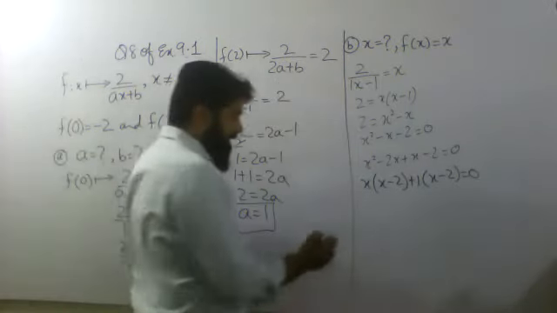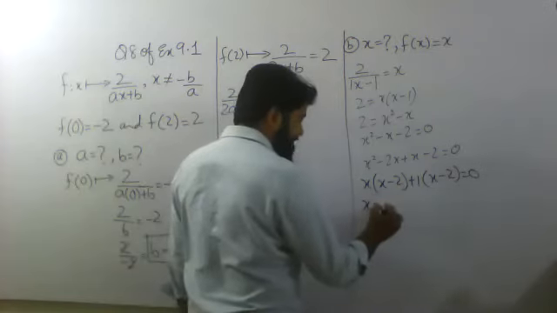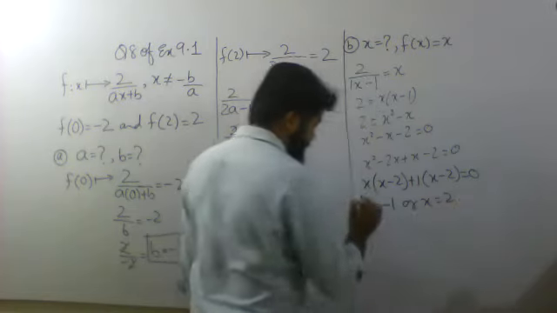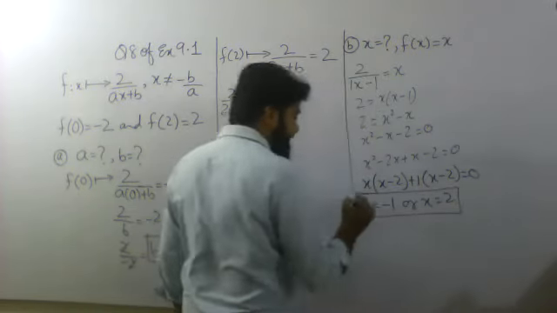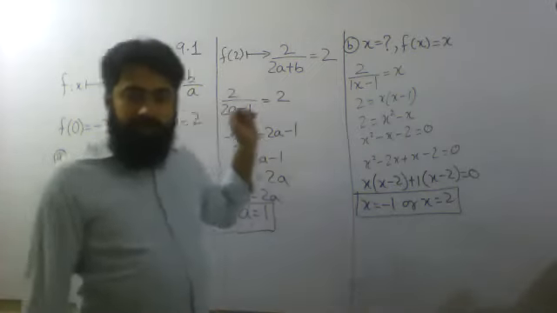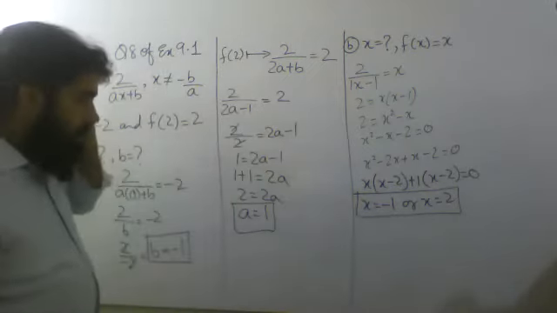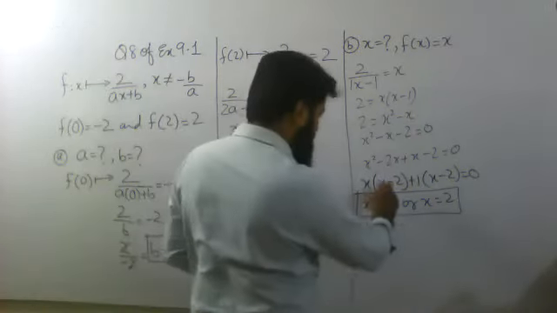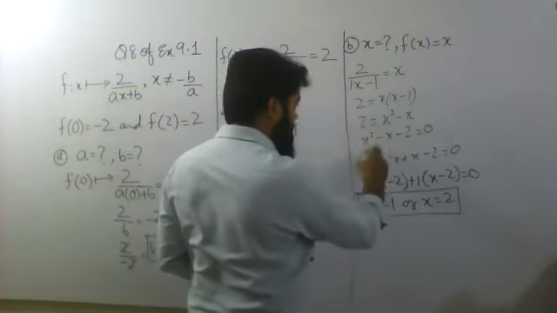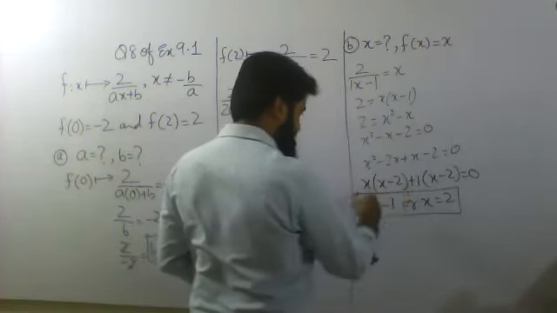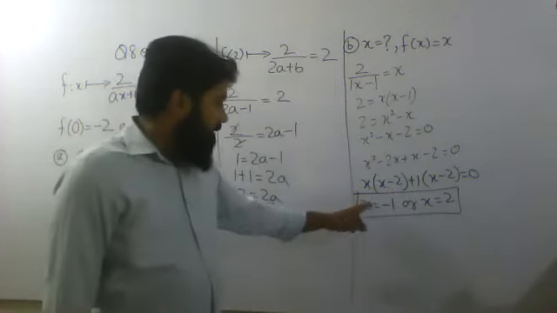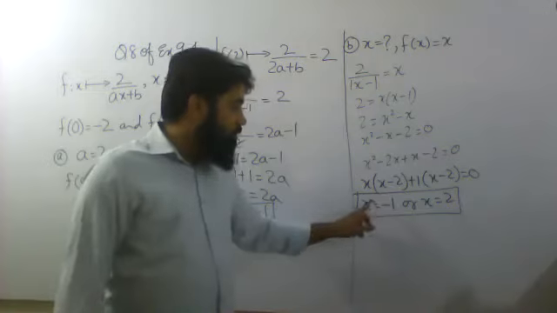Okay. Simplifying it further, the value of x is coming minus 1 or x equals 2. So it means if I will have these two values plotted in my function, this is shifted over here. Okay, this one, x equals minus 1 and x equals 2.